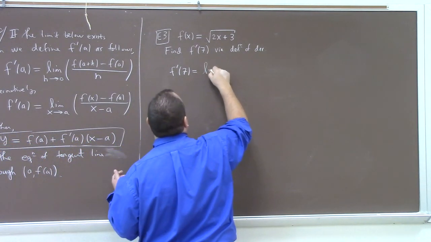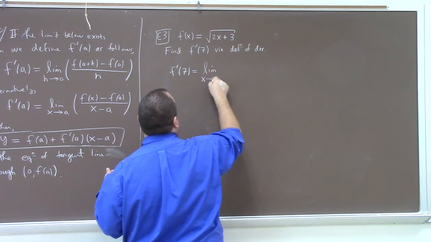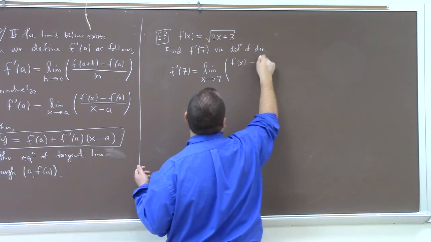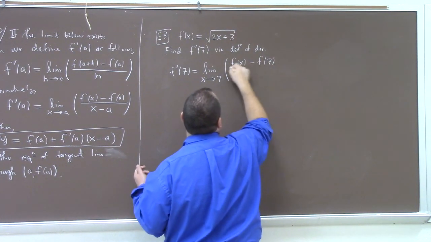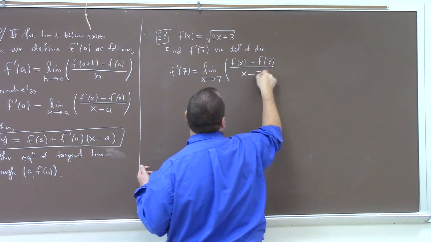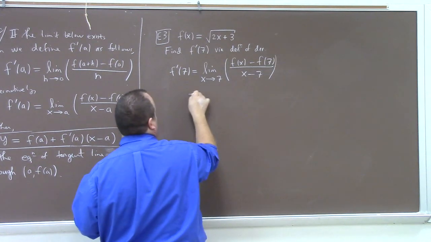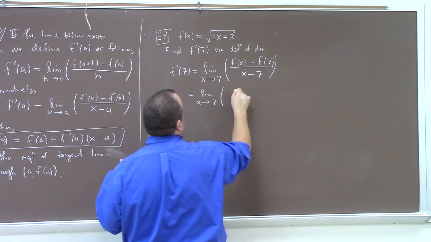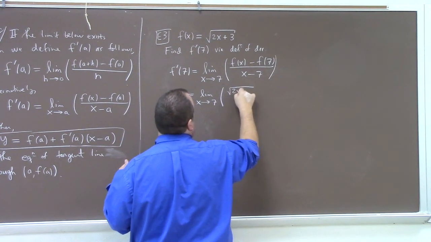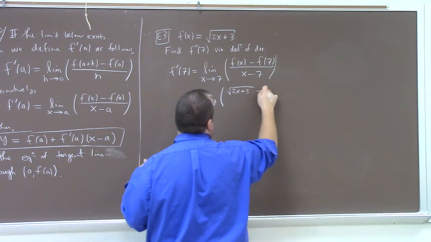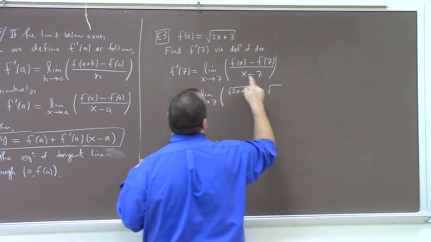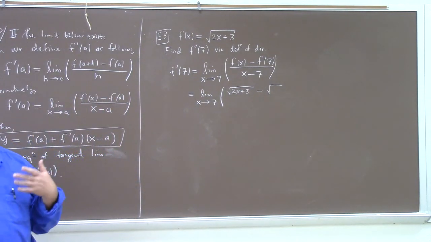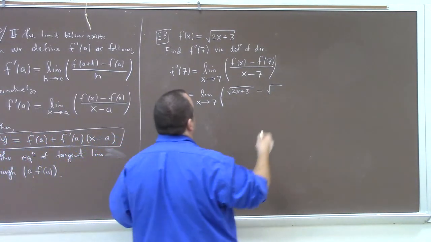So the limit as x goes to 7 of f of x minus f of 7 divided by x minus 7. All right, so the limit as x goes to 7 of the square root of 2x plus 3 minus the square root of, when you plug in 7 into that, you get 2 times 7, which is 14. 14 plus 3 is 17. So f of 7 is the square root of 17.